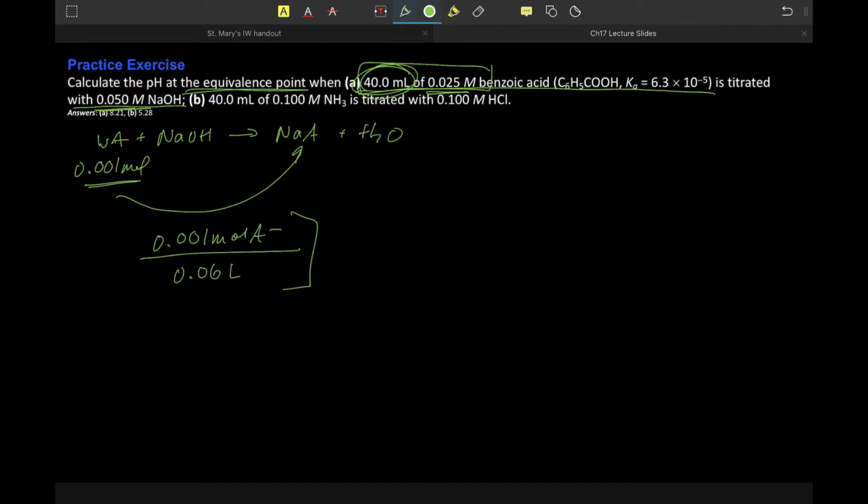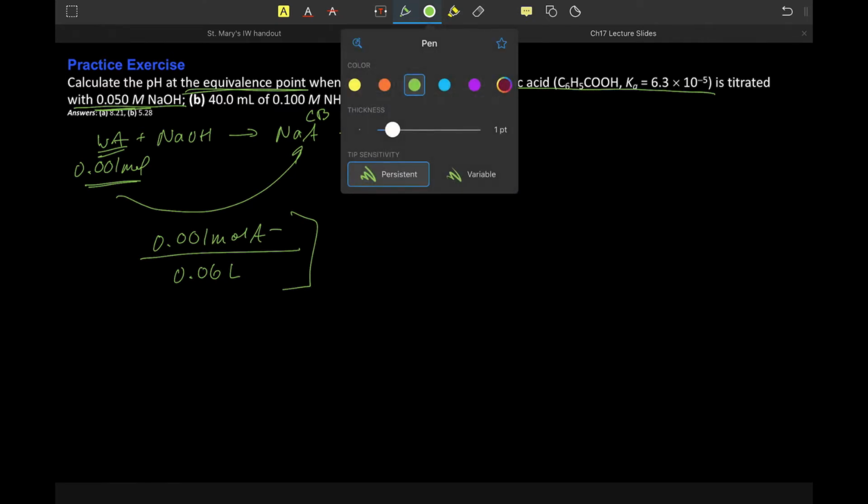Because that's the conjugate base, right? This is the conjugate base of a weak acid, it is basic, yes? It has a tendency to undergo hydrolysis with water and increase the hydroxide ion concentration, right? So let's go ahead and take that A minus, right? And do the next part.